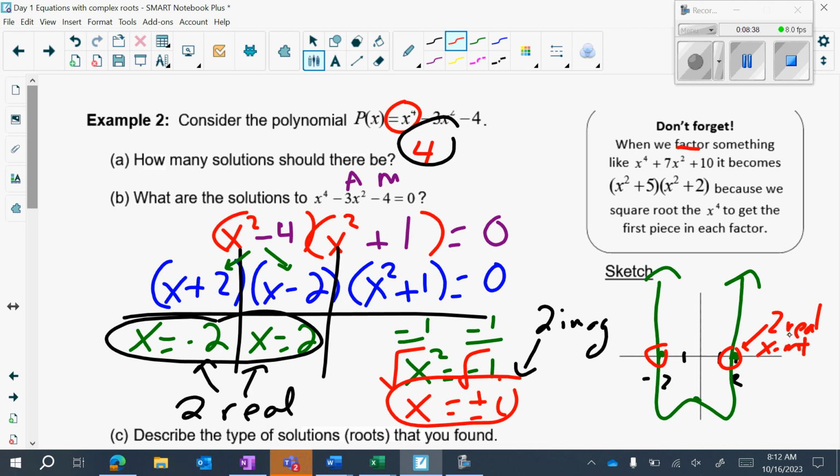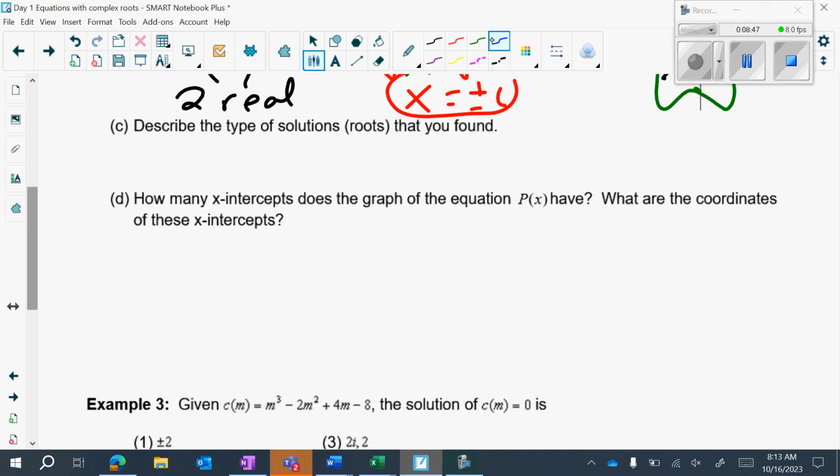But then there's something going on down here, and that indicates that there's 2 more roots that are imaginary. 4 total roots. So where it says describe, we're going to say there are 4 total complex solutions, but they are broken up into 2 real and 2 imaginary.